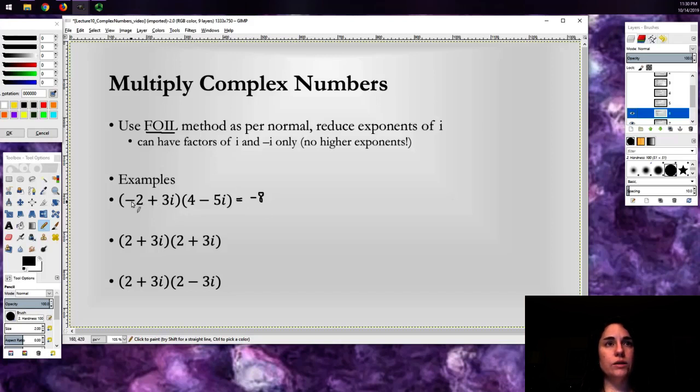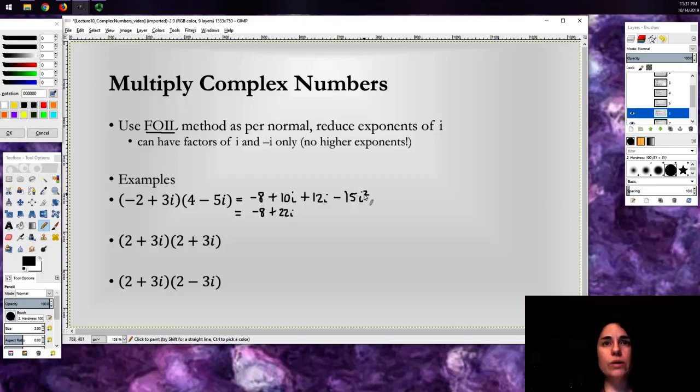Firsts: negative 2 times 4 is negative 8. Outers: negative 2 times negative 5i is going to be a plus 10i. Inners: negative 3i times 4 is a positive 12i. And lasts: positive 3i times negative 5i is a negative 15i squared. Notice I'm going to get an i squared here. So let's simplify this term. I'm going to keep the negative 8 there. I'm going to combine my i terms so I get plus 22i.